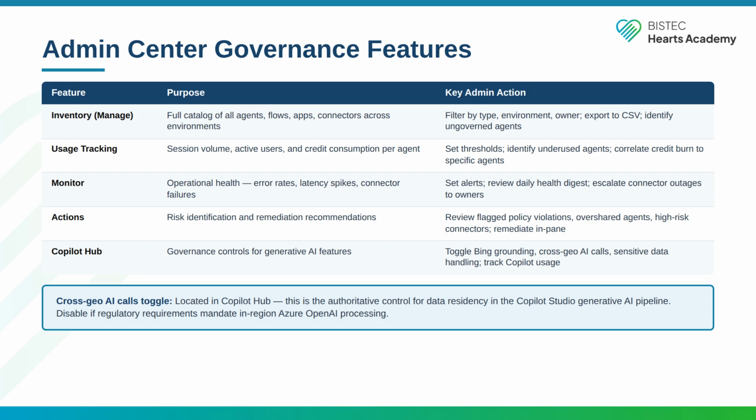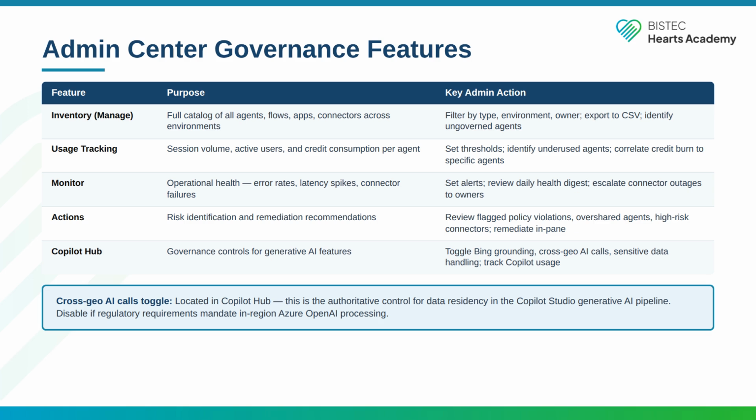Usage tracking shows session volume, active users, and credit consumption per agent. The admin actions are setting thresholds that trigger capacity review, identifying underused agents for decommissioning consideration, and correlating credit burn to specific agents when the tenant approaches capacity limits. An agent consuming significant credits with near zero active users is a governance finding that should be escalated to the agent owner. Monitor provides operational health data, error rates, latency spikes, and connector failures.